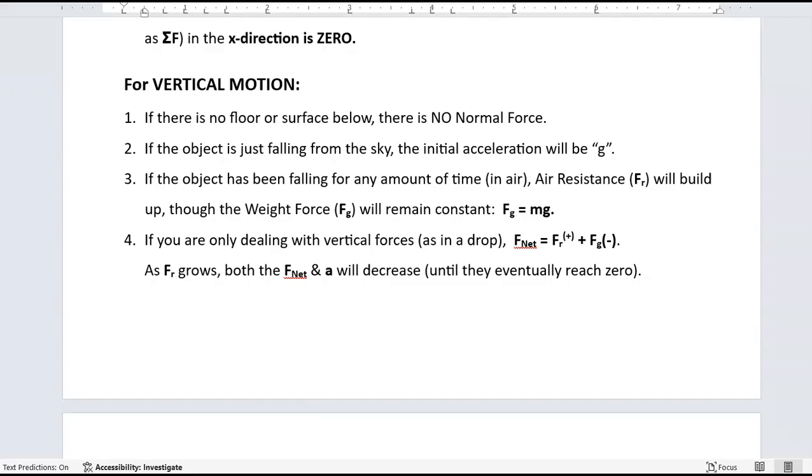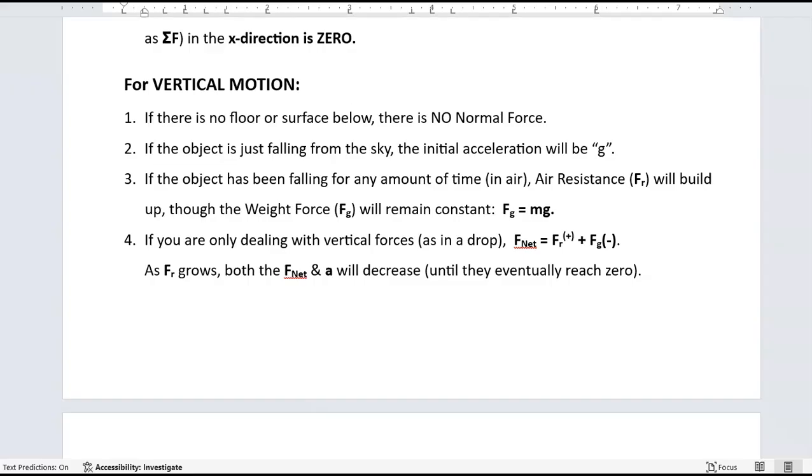Now, when the object starts to fall, the very instant it starts falling, air resistance hasn't built up. Air resistance is just friction with the air as it's falling. But if the object hasn't quite started to actually fall, no air resistance has built up yet. So the only vertical force would be the weight at the instant the object is dropped.